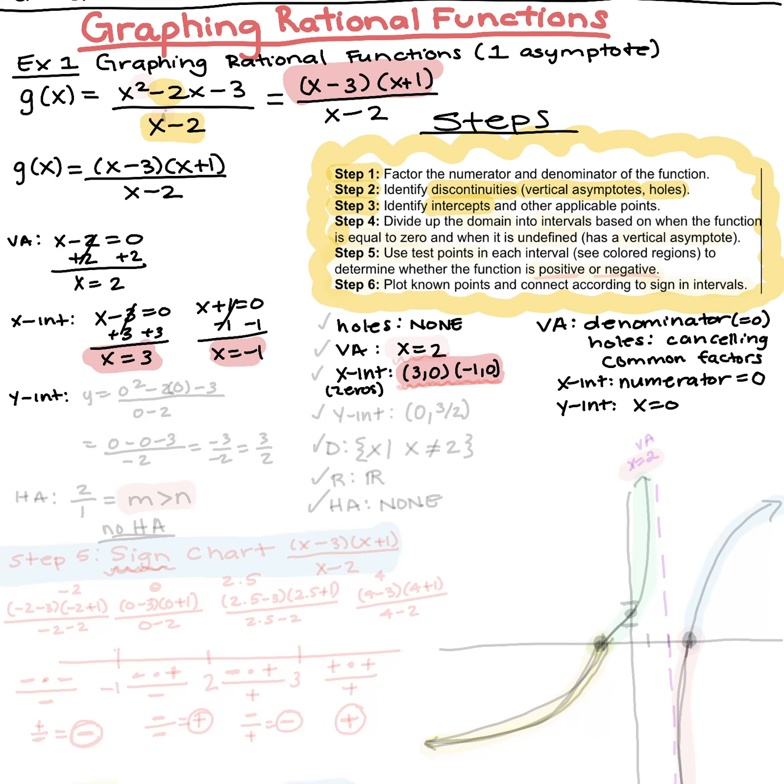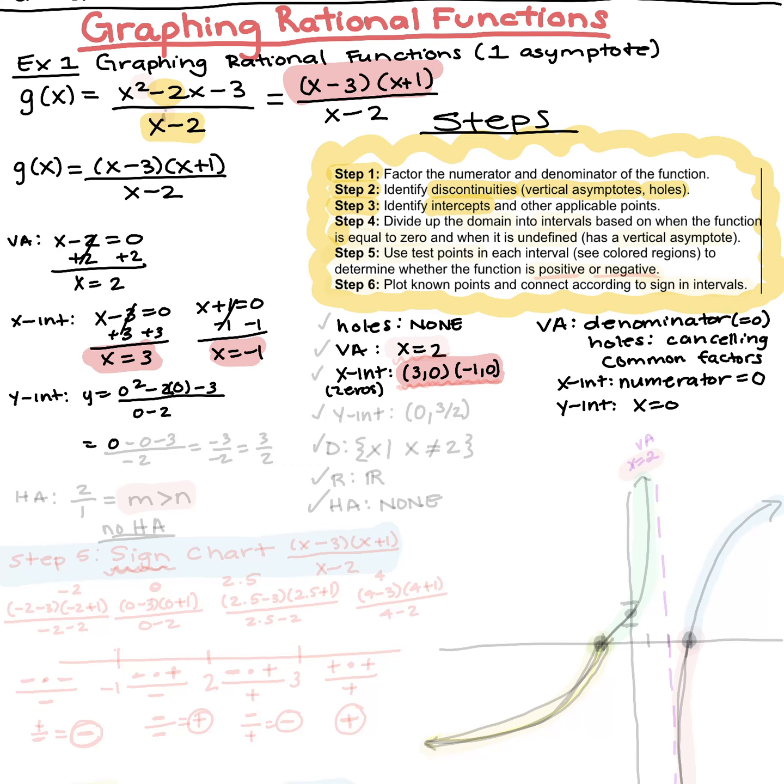Now, for the y-intercept, we're going to get the original function and then just replace every x with 0. Okay, so now you can either use the original or the factored form, whichever one you want. I'd rather just use the original one. So y is going to equal 0 squared minus 2 times 0 minus 3, divided by 0 minus 2.